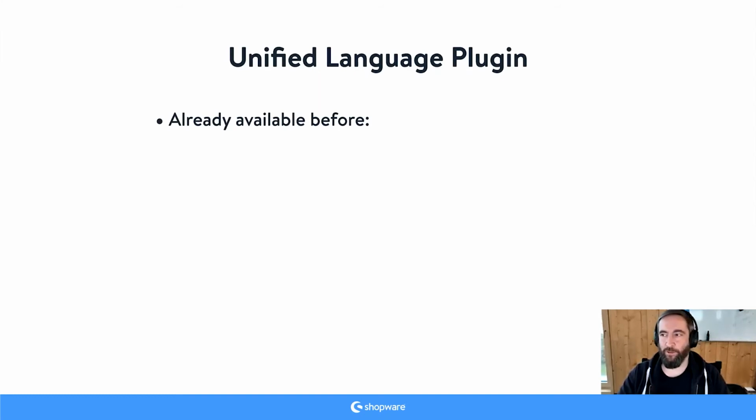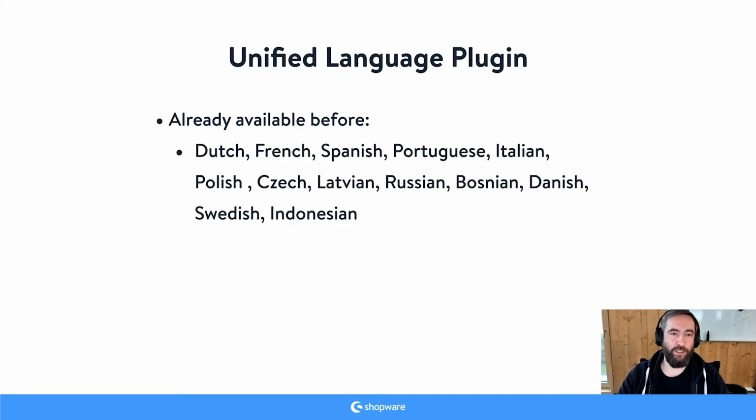And it's super easy to define in the settings which languages should be used for the admin and which languages should be used for the sales channels or for the content. The languages already available before as single plugins, and that are now also in the Unified Language plugin, were Dutch, French, Spanish, Portuguese, Italian, Polish, Czech, Latvian, Russian, Bosnian, Danish, Swedish, and Indonesian.